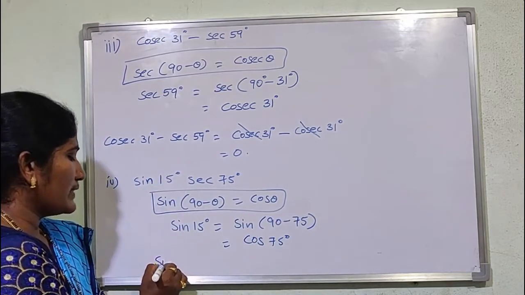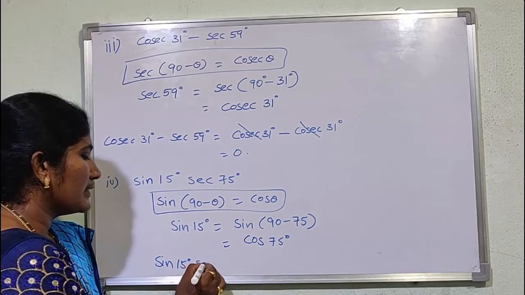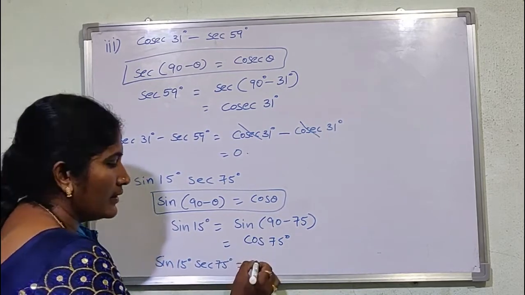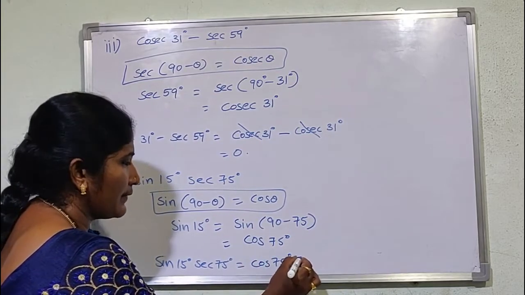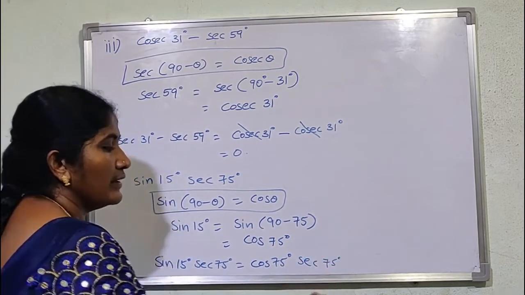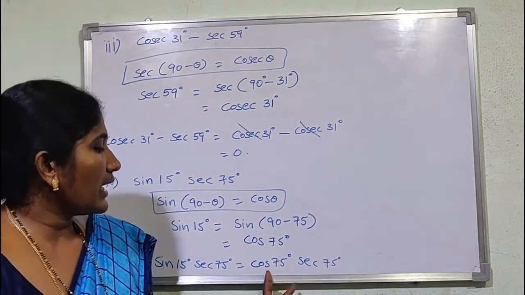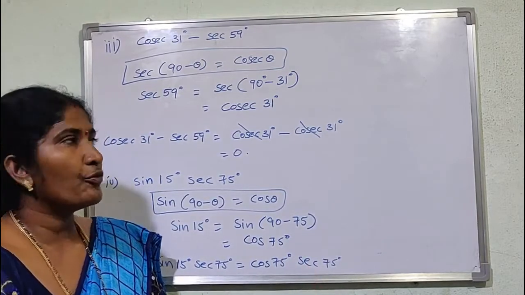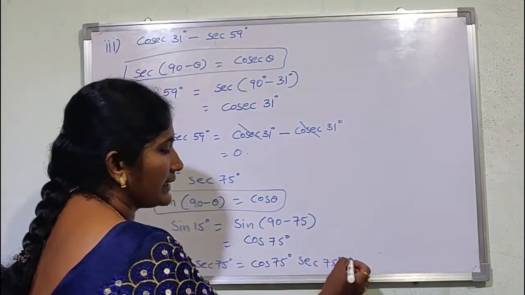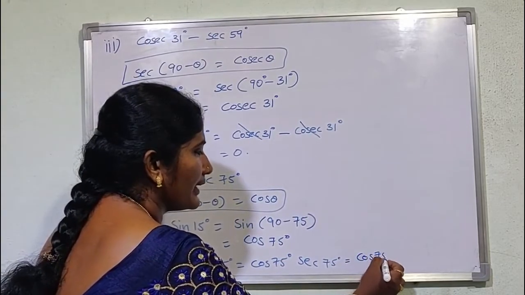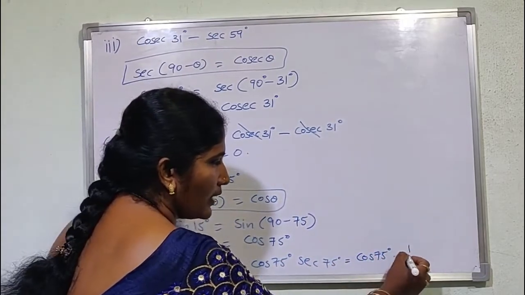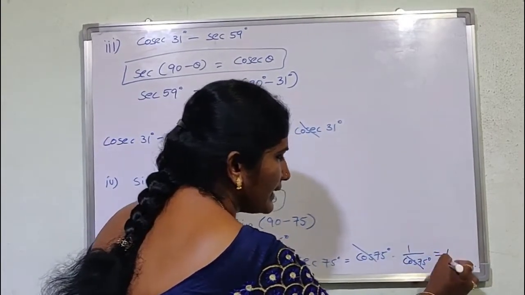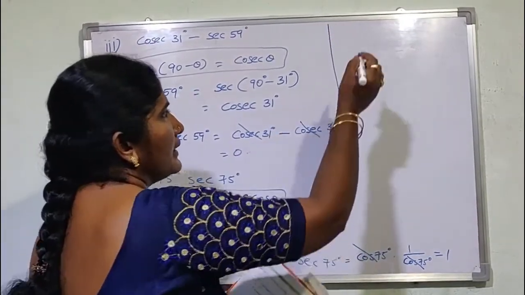Now substitute in question. What is the question? Sine 15 degrees secant 75 degrees is equal to, instead of sine 15, substitute cos 75 degrees and secant 75 degrees. In first basics class we learned cos and secant are reciprocals. Reciprocal means product of reciprocals is 1. Here cos and secant get cancelled. Otherwise cos 75 degrees, secant can be written as 1 by cos. So cos 75 get cancelled. Answer is 1.